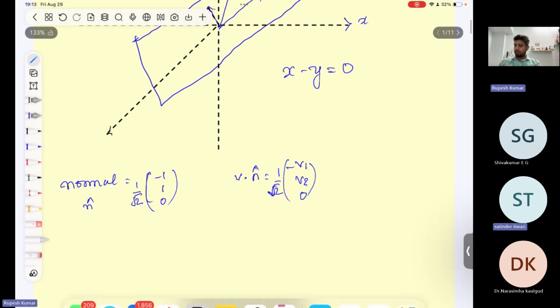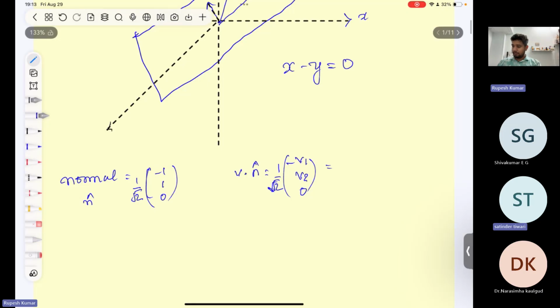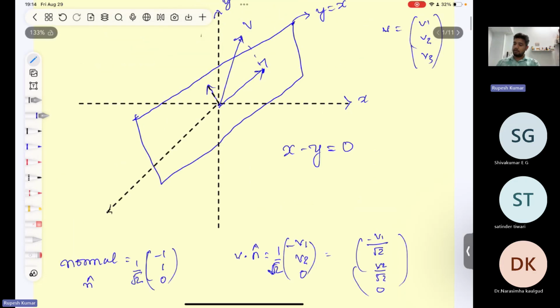Yes. In the formula, you will see that this is equal to magnitude of v times magnitude of normal divided by magnitude of normal, in the direction of normal. Am I right? Yes, this is the formula, v dot n. Minus v1 by root 2, v2 by root 2, comma 0. So now this is the component perpendicular.